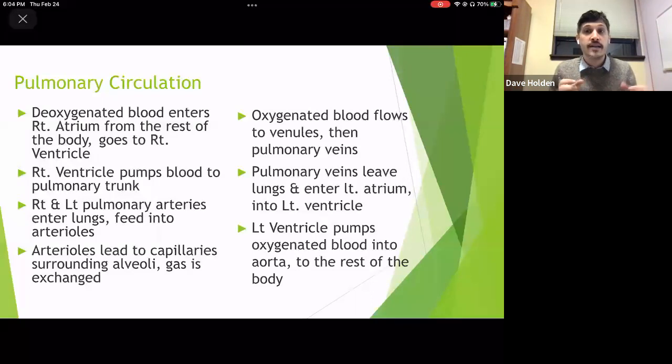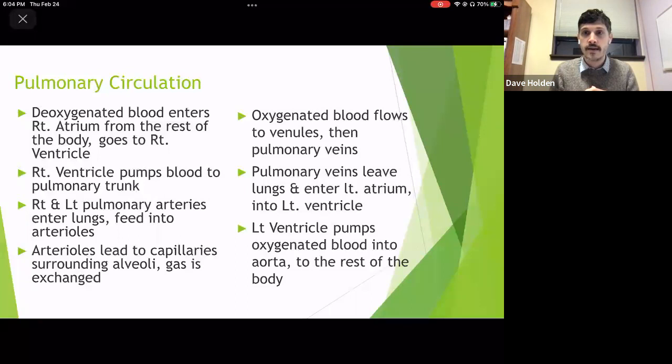So the oxygenated blood, now the red blood, goes into venules and then pulmonary veins. It's the only time we have red veins, guys. Pulmonary veins leave the lungs. They enter the left atrium and then down into the left ventricle. The left ventricle pumps the oxygenated blood to the aorta, and then from there it goes on to the rest of the body. We remember that story, right?